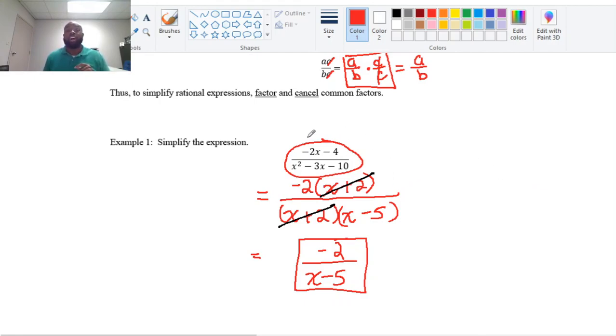All right. And we'll talk about what this looks like versus what this looks like later in the course. But right now, we just want to simplify an expression that looks like that. So what we're going to do is factor our numerator and the denominator, and we'll cancel any common factors that appear in both the numerator and the denominator.